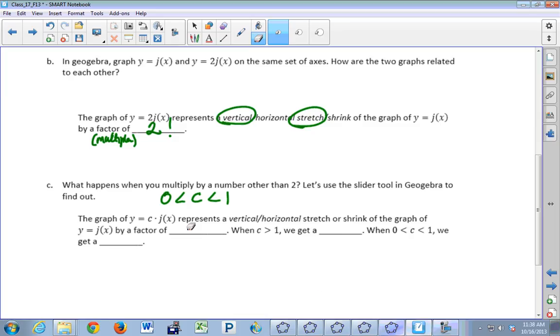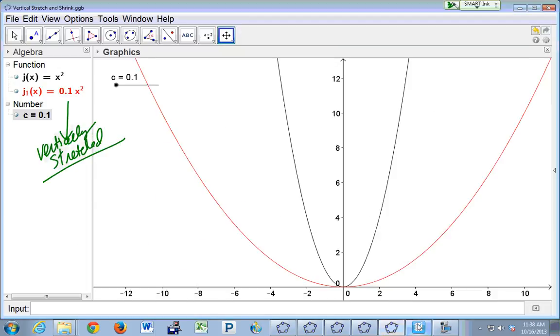So let's see how we describe this. If you have a number on the outside, it represents a vertical stretch or shrink of the graph by a factor of c. If c is greater than 1, we get a stretch. And when c is a fraction, we get a shrink. And it's considered a shrink because it's like taking this original parent function and squishing it, putting vertical pressure downward so that your vertical distances are half what they were in the original function.